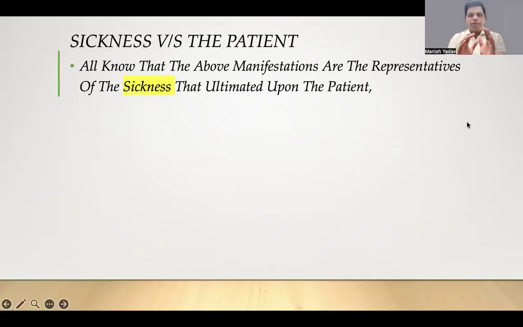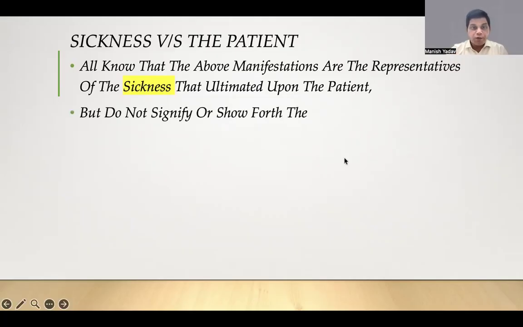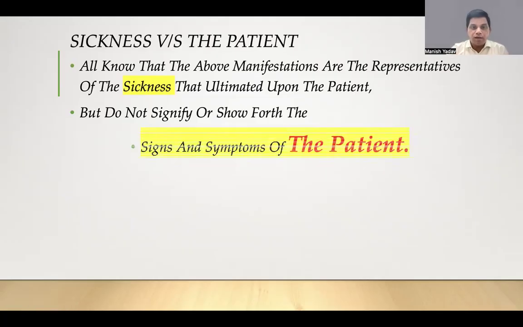All know that the above manifestations are representatives of sickness that is ultimated upon the patient. Like he's taking an example of cirrhosis of mammon. So what you're seeing right now is the representative of sickness ultimated upon the patient, but they do not signify or show the signs and symptoms of the patient. So all the symptoms that you see in the local place, the particular organ, these are disease symptoms. These are sickness symptoms.